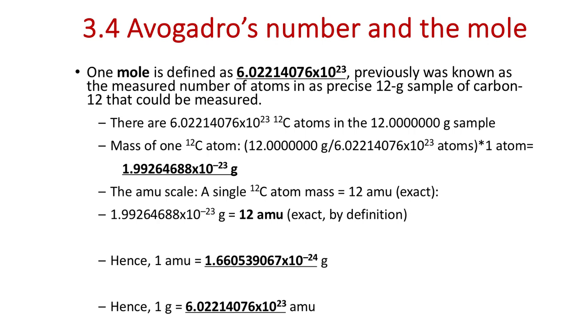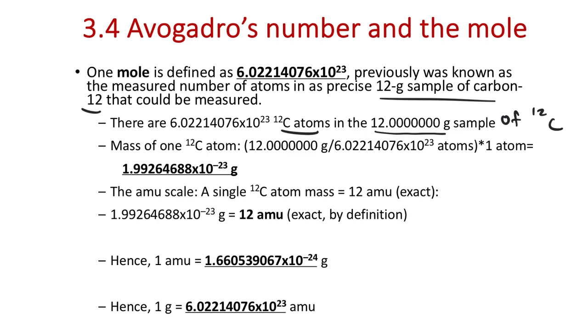Okay, so a 12-gram sample of carbon-12, and precisely carbon-12, so not carbon in its natural abundance, but a sample of only carbon-12, has this 12-gram mass. So there are this number of carbon-12 atoms in precisely a 12-gram sample, and this is of only carbon-12. And so what that allows us to determine is the mass of one of those atoms of carbon-12 in grams.